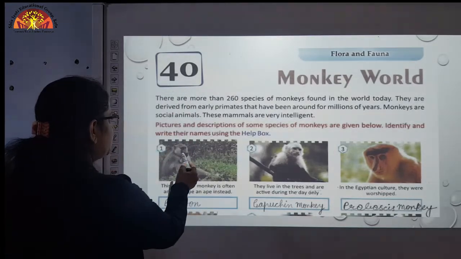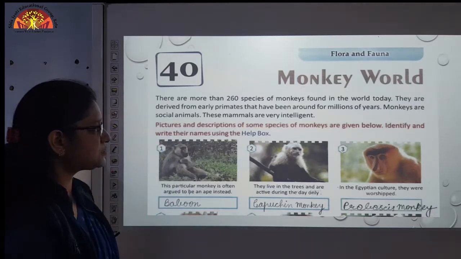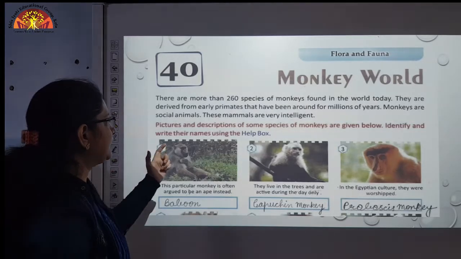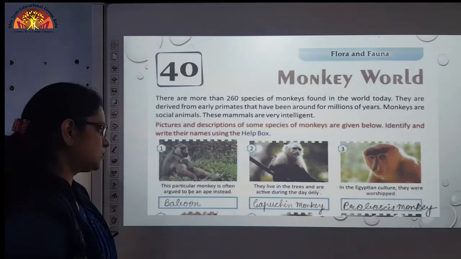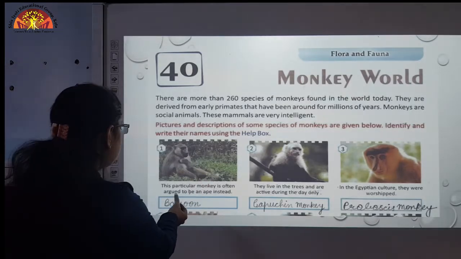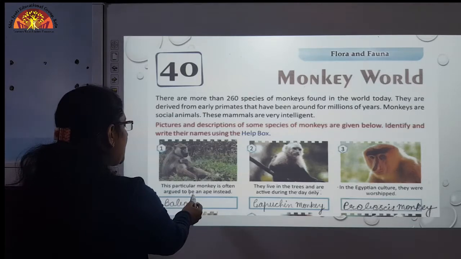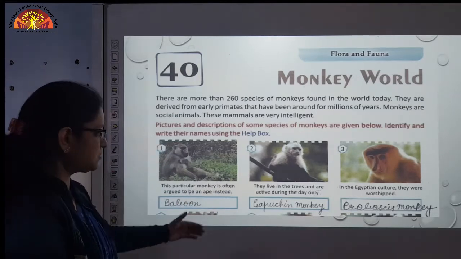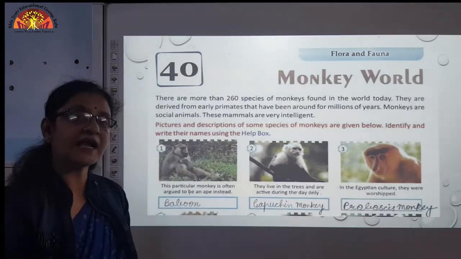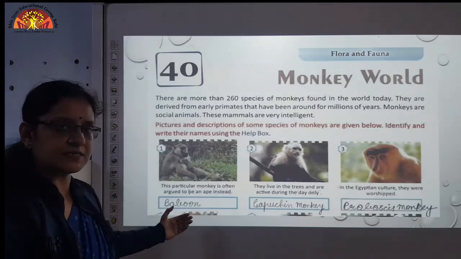Clear? Now we are going to solve these questions. Pictures and descriptions of some species of monkeys are given below. Identify and write their names using the help box. Students, write it in very neat and clean handwriting. First, this particular monkey is often argued to be an ape instead. It is said to be an ape. Ape means largest primates that lack a tail, like gorilla and chimpanzee. And baboon is the answer.